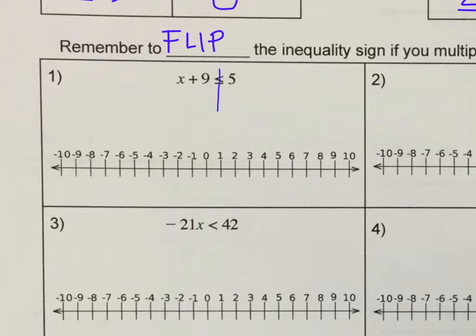This first one, my goal is to get the x by himself. So the first thing I do is subtract 9 because that's the opposite. And I get x is left on this side. I copy the sign. Less than or equal to 5 minus 9 is a negative 4. Because this is less than or equal to, I put a solid circle on the negative 4. And because my sign is going that way, it looks like an arrow, I draw it that way to the left on the graph.